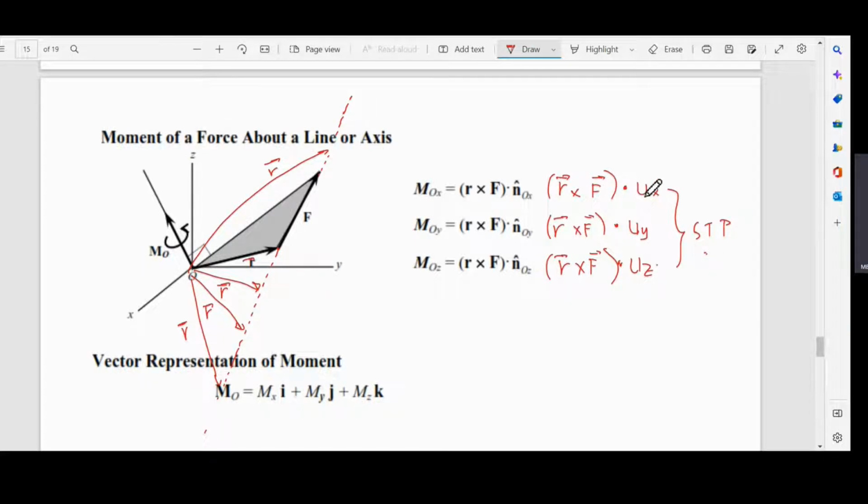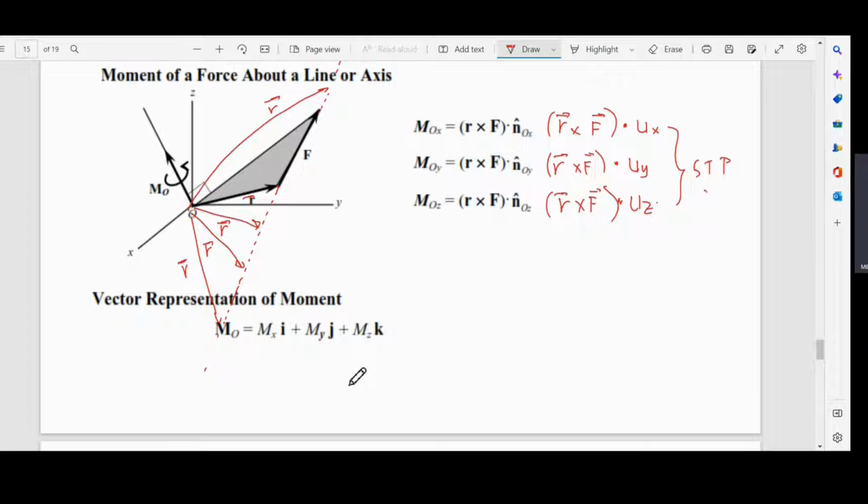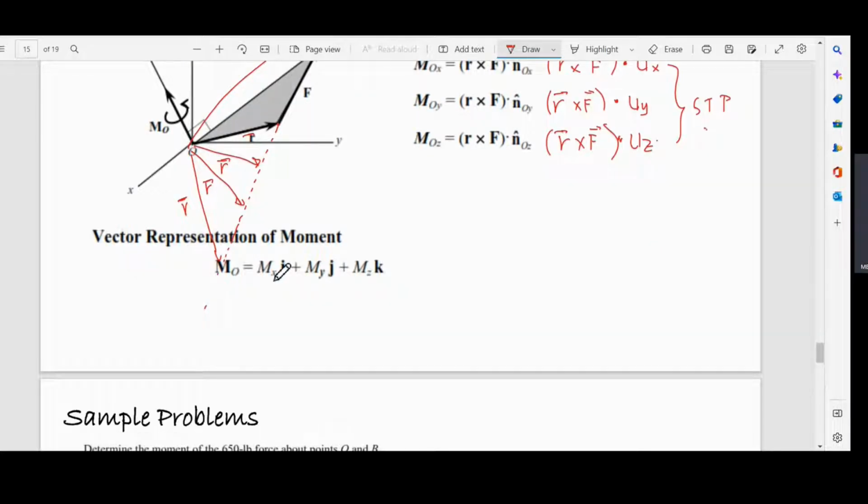Cross product muna bago dot product. Okay? So kukunin muna natin yung position of vector R, tapos i-convert natin yung ating force into its equivalent Cartesian vector form. Tsaka natin ita-dot product with its unit vector. Okay? Therefore, the representation of our moment now is equal to Mx i plus My j plus Mz k, or the moment at point O is equal to the moment at x plus moment y plus moment z. Naka-vector siya kaya merong I, J, K.